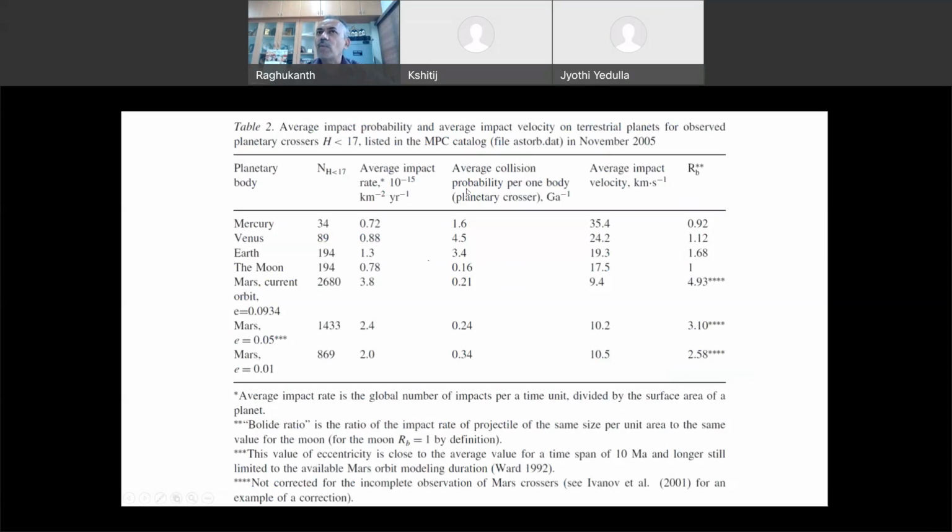Then the average collision probability per one planetary crosser body is given in one per billion years kind of a thing. So for Earth, these estimates they have calculated because they are very important for asteroid impacts on the planets itself. Okay, and of course the average impact velocity also. On Earth, the average impact velocity is 19.3 kilometer per second. But if you see Mercury and Venus, it's extremely high actually. As the planets are very close to the Sun, the impact velocities also will be extremely high. Although the other things are fine, velocities are very high when you come closer to the Sun itself.